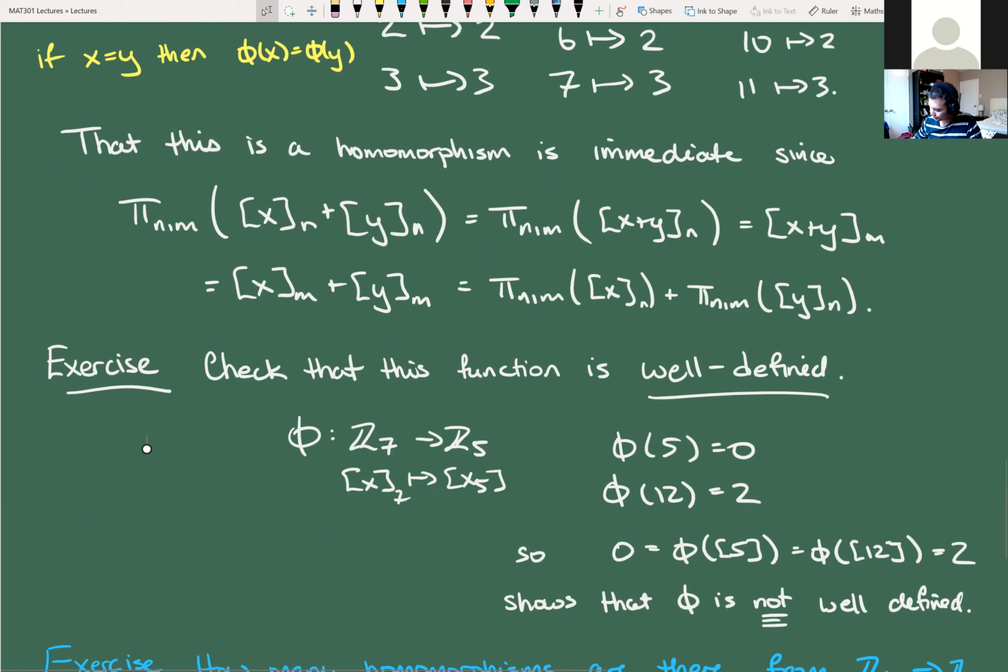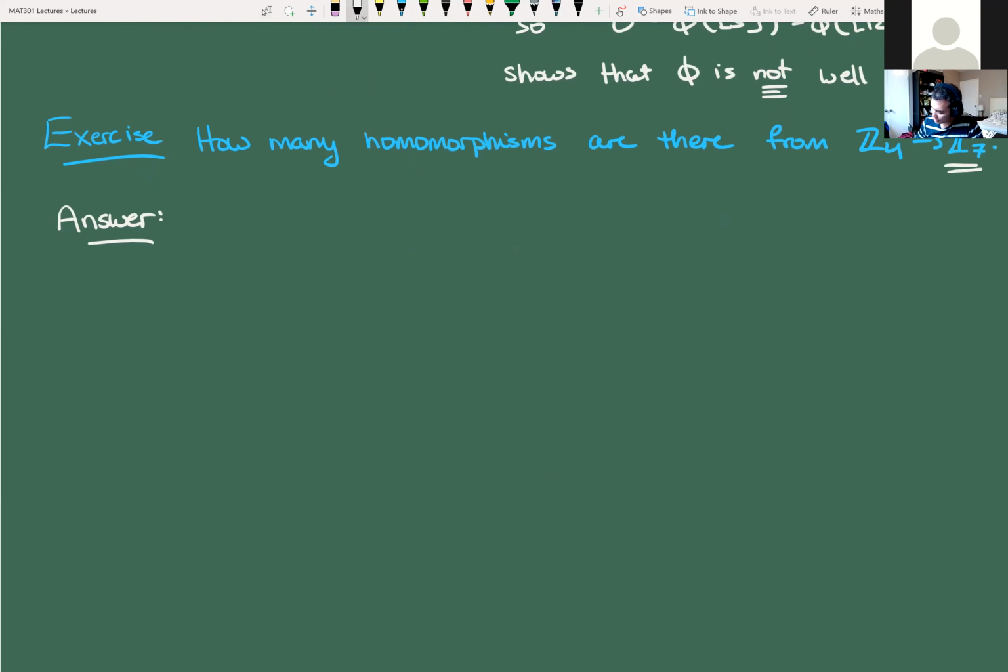So, the elements of Z7, what are the possible orders of elements in Z7? Not a trick question. Remember, it's cyclic and abelian, so we know exactly what the orders of elements in here are. What are they? Like, what's the order of 2, the order of 3, the order of 4? Does anyone know? No?